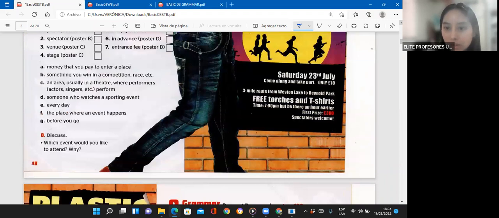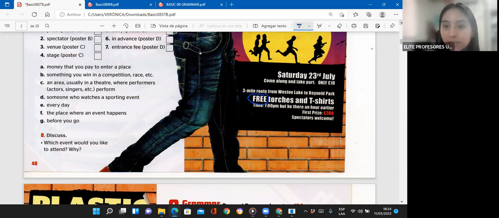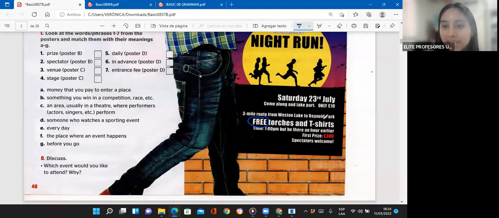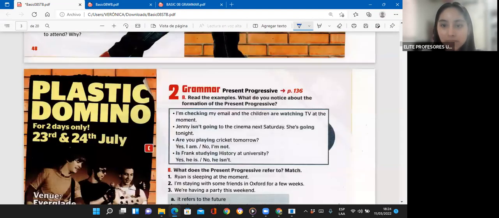And also, yes. Ah, no, es la esa. Es la B. Es free. Yes. But we have to be careful. It says free torches and t-shirts. Están dando antorchas y polos gratis, pero la entrada no es gratis. La entrada es only 10 pounds. You see? It was a tricky question.